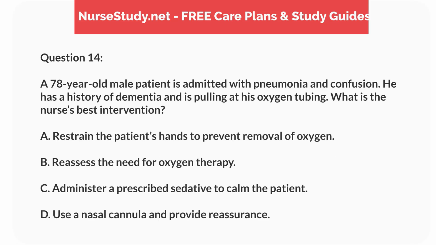Question 14. A 78-year-old male patient is admitted with pneumonia and confusion. He has a history of dementia and is pulling at his oxygen tubing. What is the nurse's best intervention? A. Restrain the patient's hands to prevent removal of oxygen. B. Reassess the need for oxygen therapy. C. Administer a prescribed sedative to calm the patient. D. Use a nasal cannula and provide reassurance.